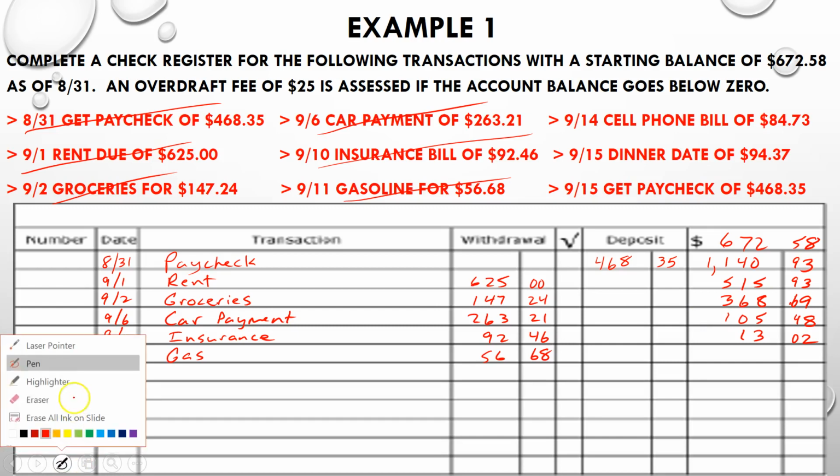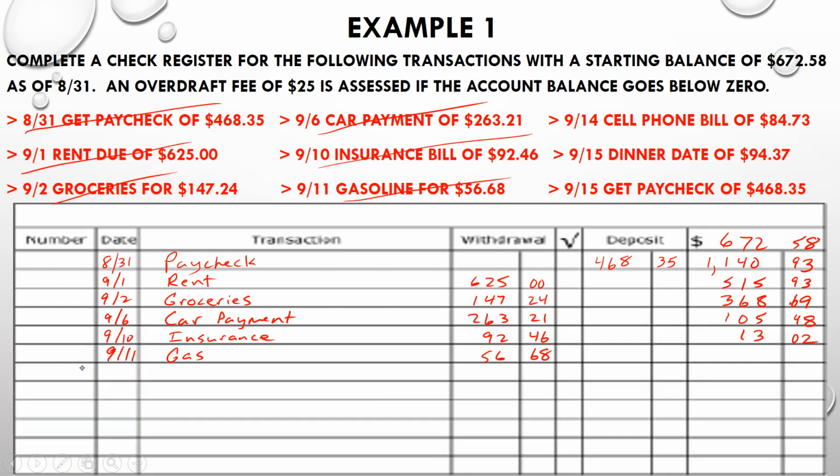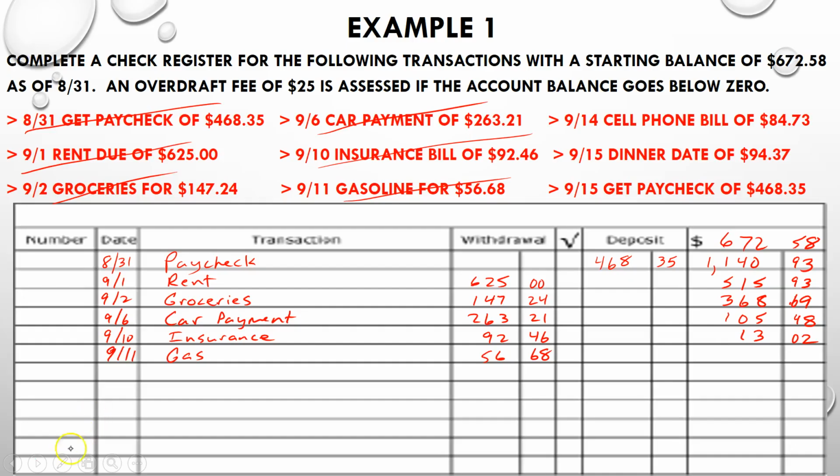All right. So that gas is for $56.68. Well, because I only have $13 left, I'm going now into the negative. I have to take that $13.02 and subtract the $56.68, and I end up with a negative amount. I now have negative $43.66.